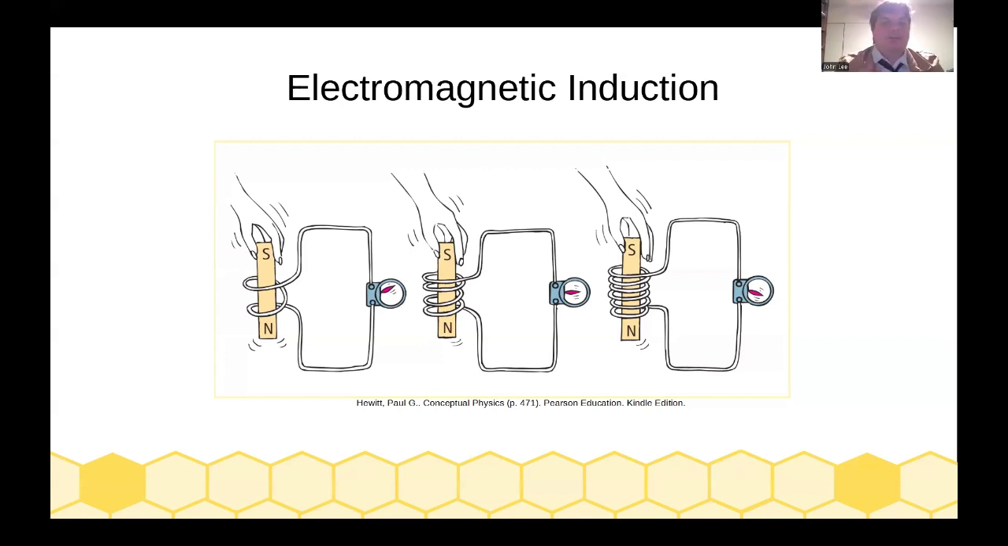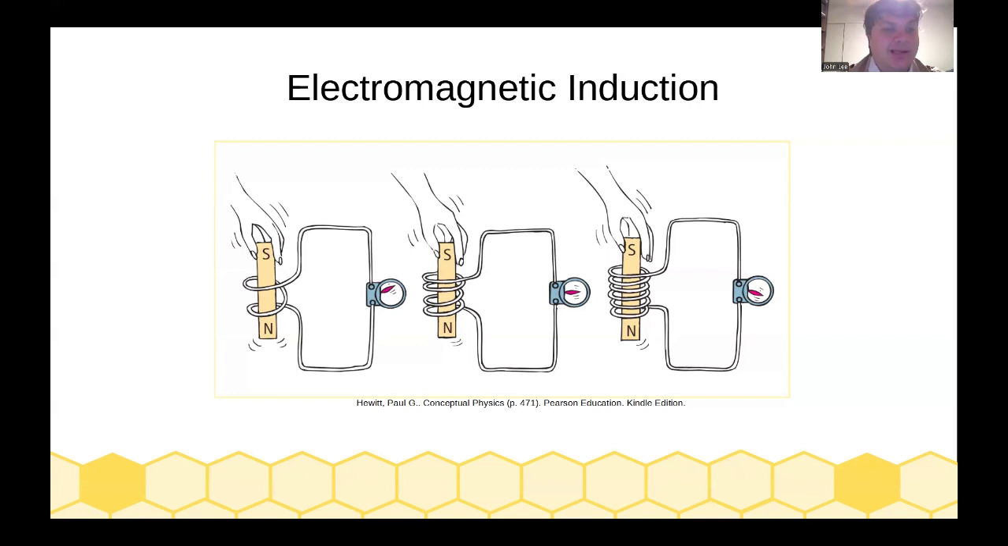So, this is something that only happens when you change the magnetic field that's going through it. If you just leave a magnet inside of a coil, then it's not going to do anything. You have to change the magnetic field going through a coil or through a wire in order to change the current going through a wire. And this is also dependent on the area of the wire as well.